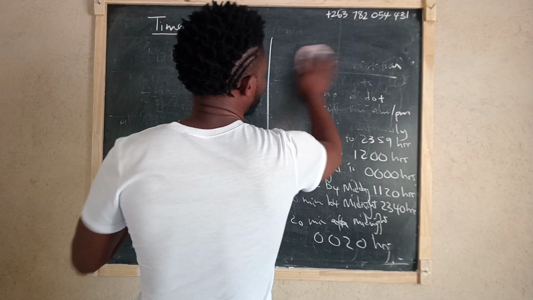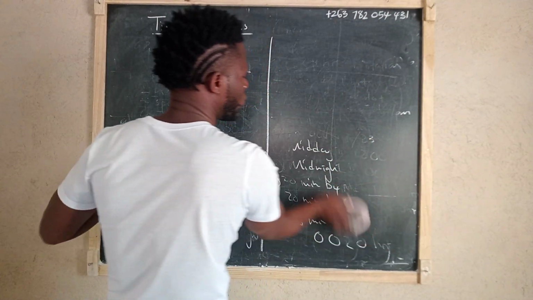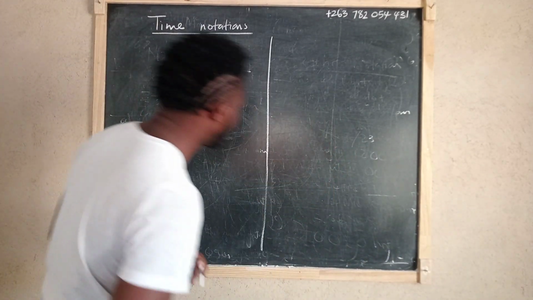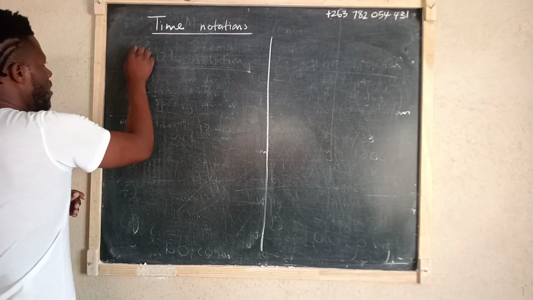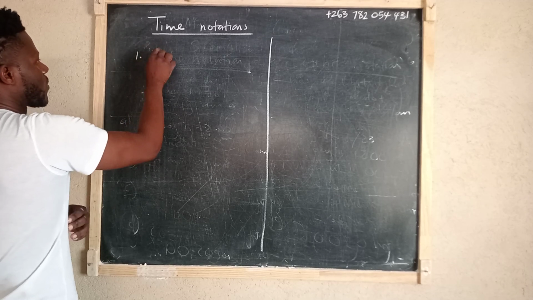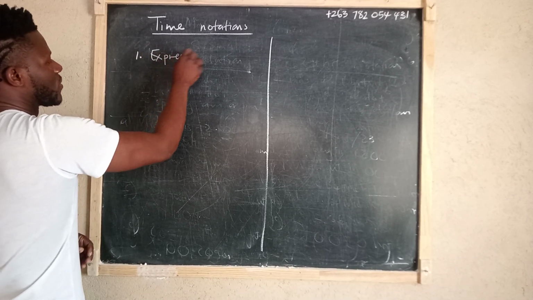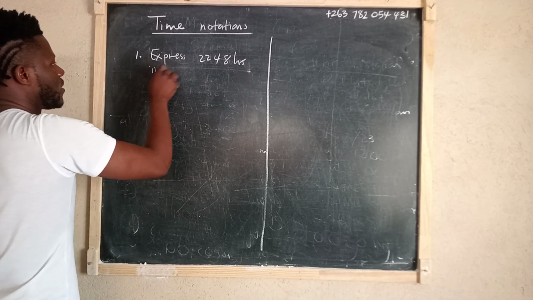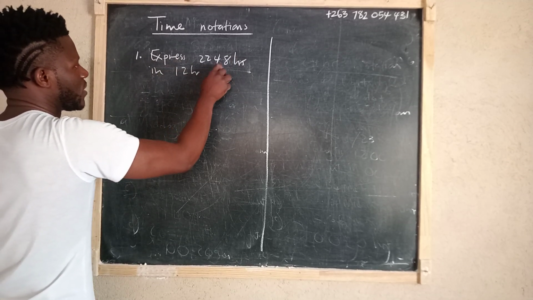Let's go through exam concepts to do with time. In all level examinations, the first question is like this. Number 1, express 22:48 hours in 12-hour notation.